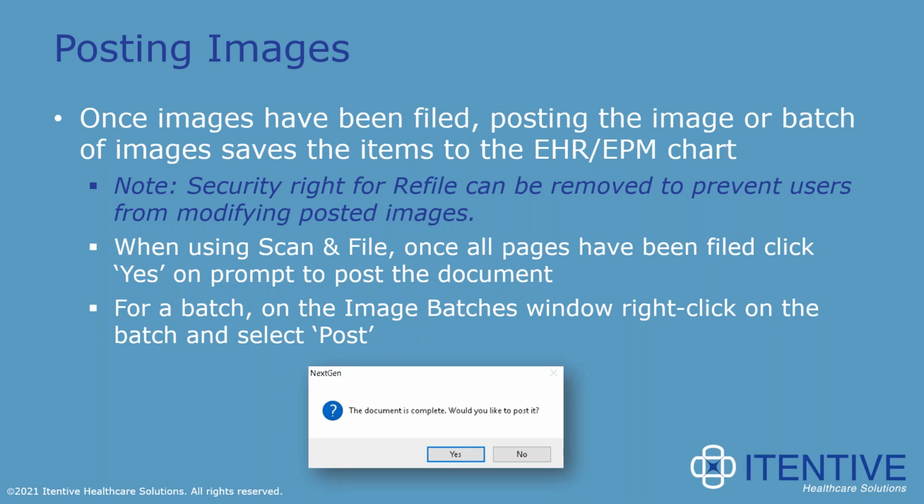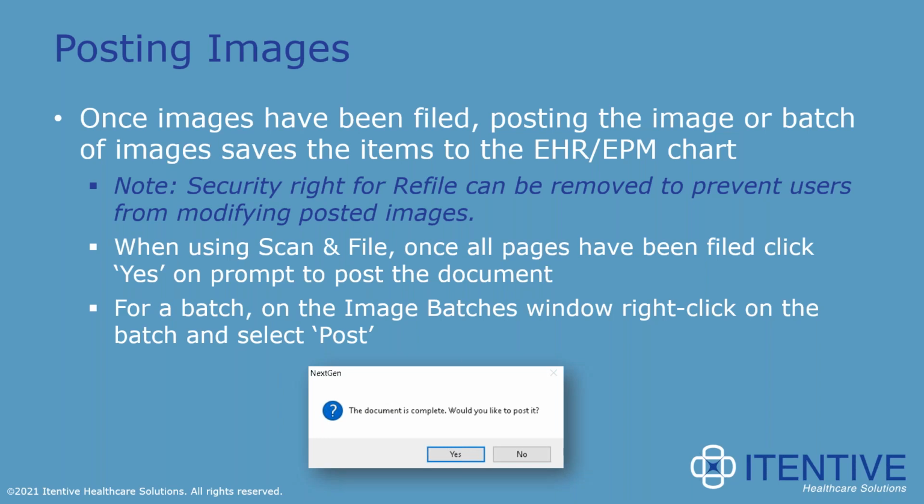So to post a document using scan and file, you would file all of the pages in the document, and then you'll be presented with a prompt that says, would you like to post this document? And you can say yes. If you're working with batches, you can open up that image batch window and right-click on the batch and select Post.